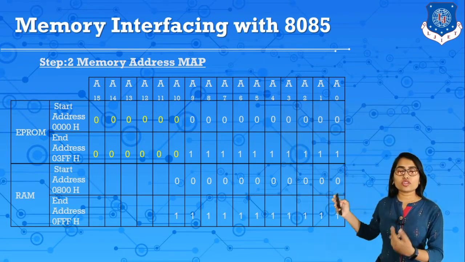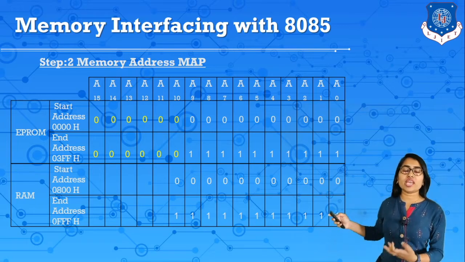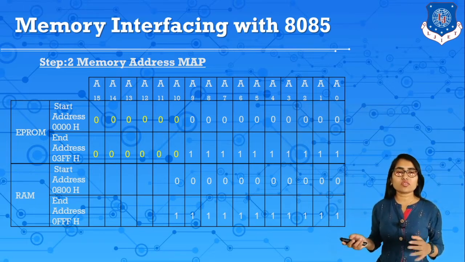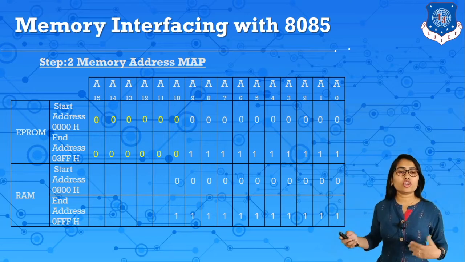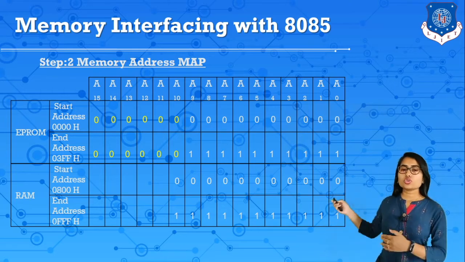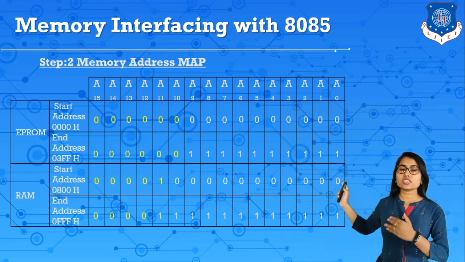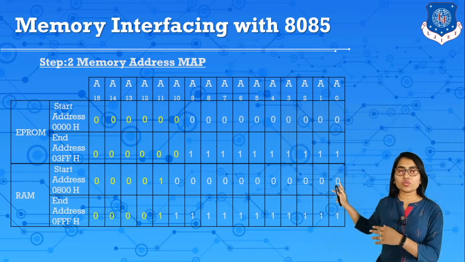To differentiate EEPROM and RAM, we have to use some kind of logic. We can make A15 1, or A14 1, A13 1 or A12 1. We can make any one of the lines 1 for the chip select logic. So in this example, A11 is enabled, that means it will be 1.